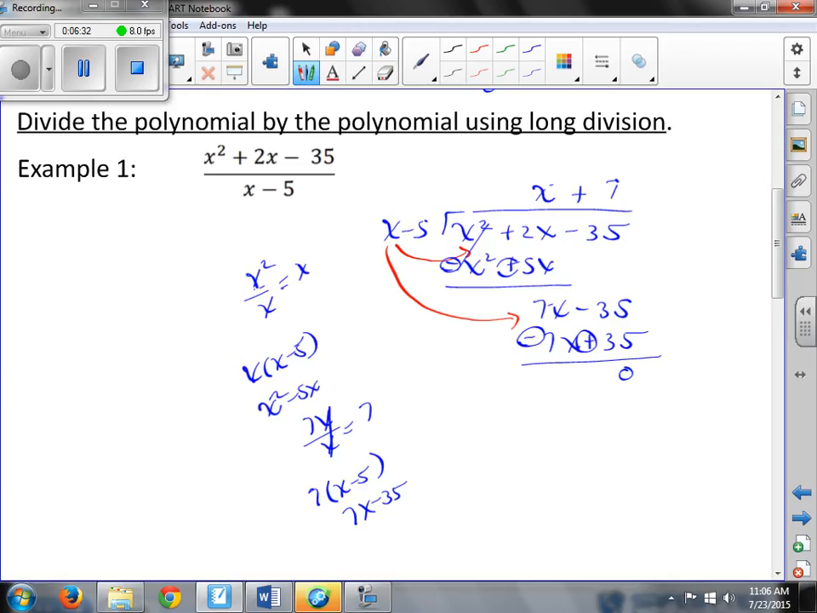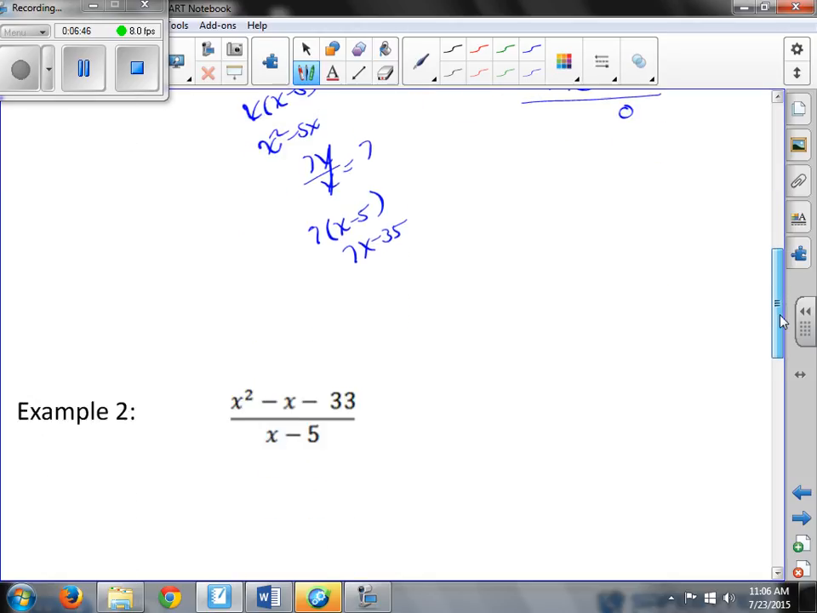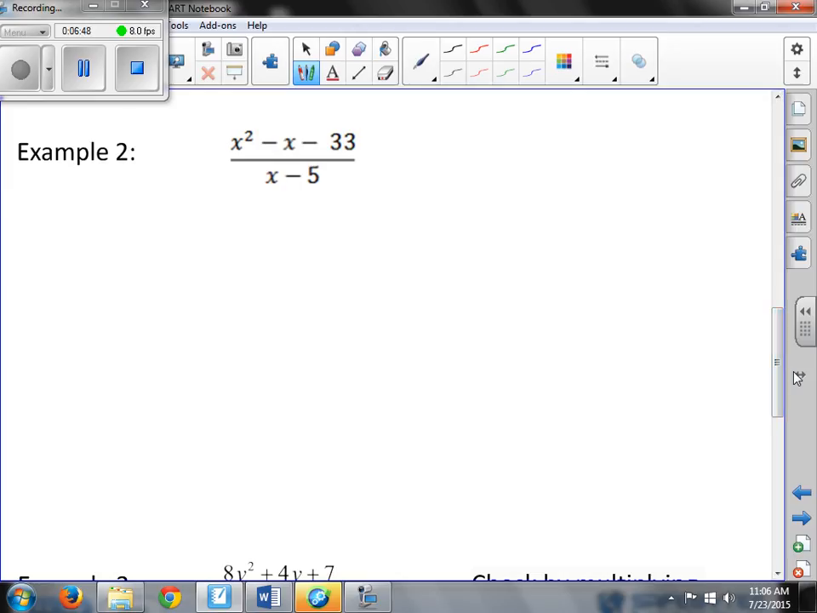Now I can always check by multiplying the quotient times the divisor, and I should get the dividend. I will wait and check the third example rather than this one, so that I'll be checking with a remainder.